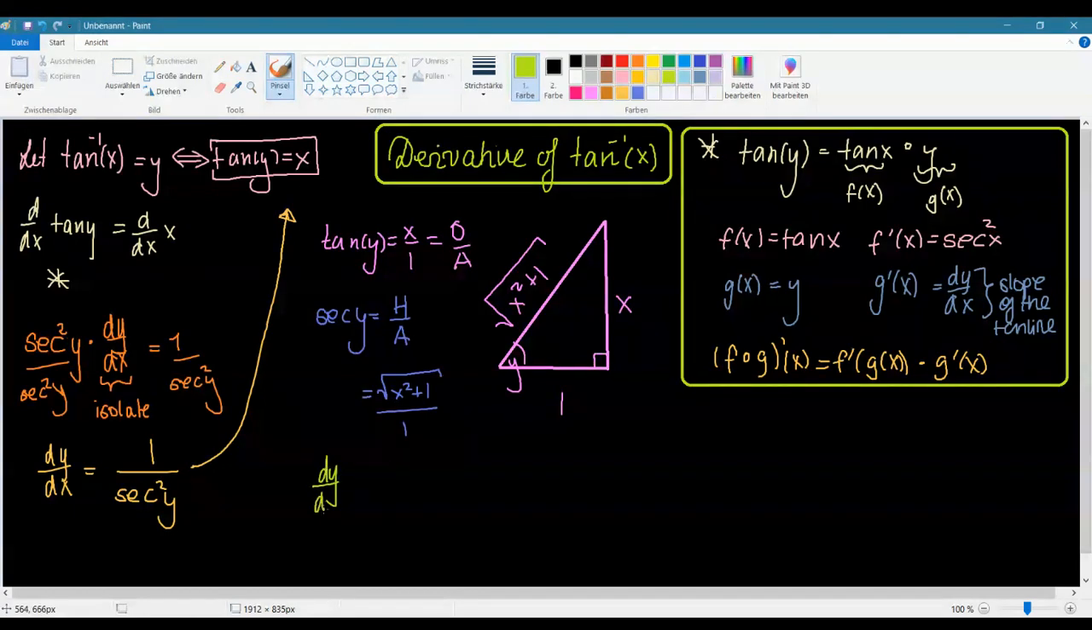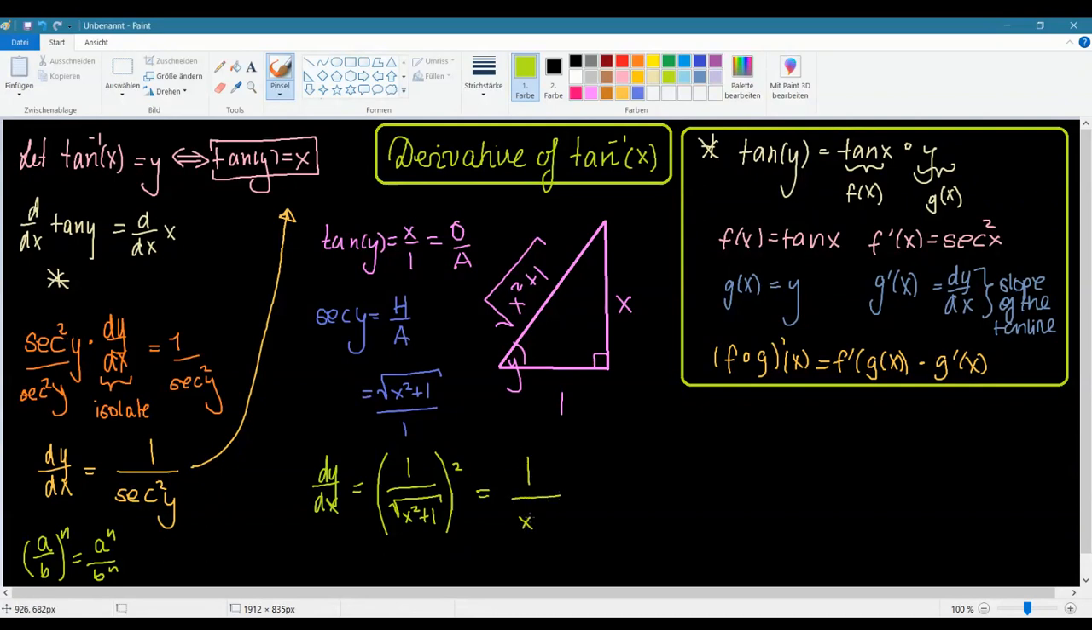Now we know that dy by dx is 1 over the square root of x squared plus 1, squared, because we're just pulling that out by this power rule right here. If you can't remember, let me just write it really quickly. a over b to the n is the same as a to the n over b to the n. So we're just pulling out that square, and then we're going to square the entire thing, and we end up with 1 squared, which is 1, over x squared plus 1. And that's our solution.